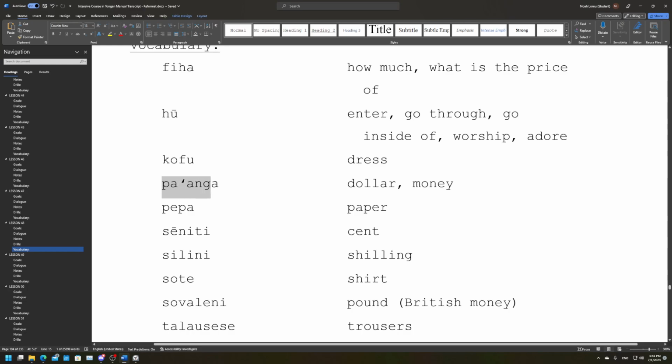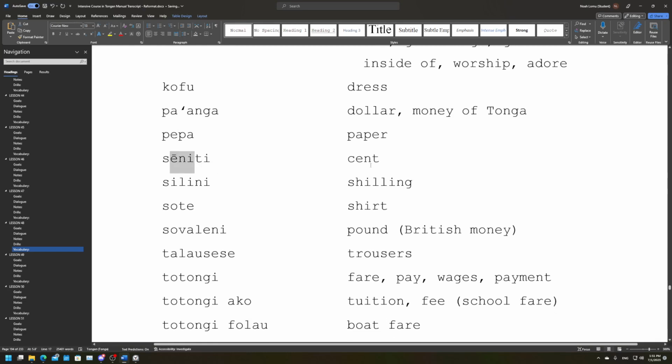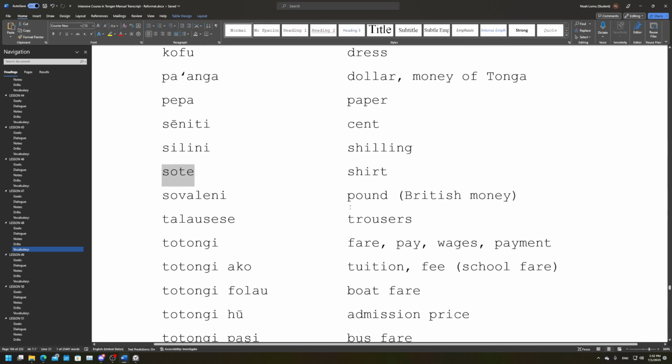Yes, so paanga is dollar. I guess this should probably say money of Tonga. Pepa is just the English word paper, so it's pepa, not pepa as you might expect. Seniti is clearly just cent. Sirini, which was introduced but not really used, is shilling, and then sovaleni is pound, the sovereign. So these are both English words. Sote is just the English word shirt.